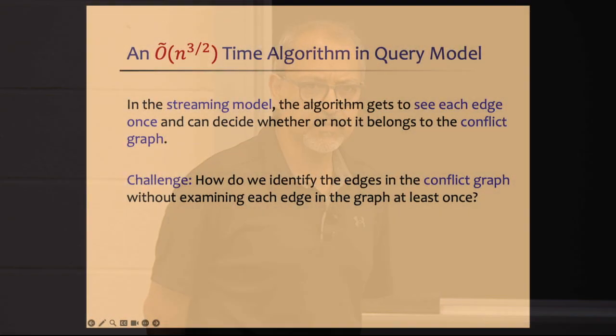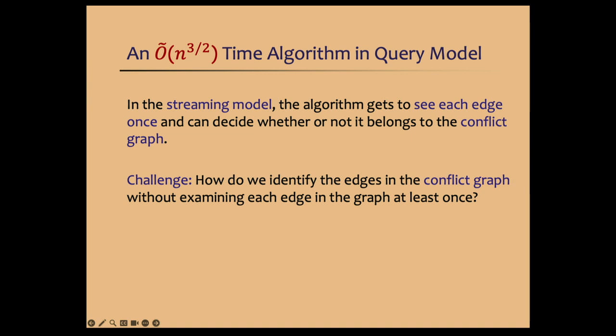So let's talk about the query model, where things are a bit more interesting in applying this palette sparsification result. So what's the challenge in the query model? Why is it a bit more interesting? Well, in the streaming model, you got to see every edge pass by, and so you could take a decision about whether or not this edge belongs to the conflict graph. In the query model, the whole point is you don't want to know about presence or absence of most of the edges in the graph. That's how you're going to cut down on the number of queries. So how do you decide which edges go into the conflict graph?